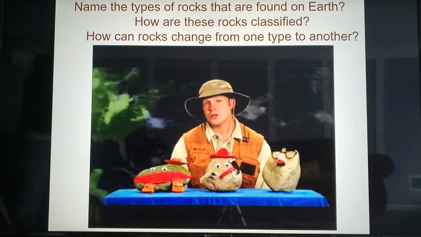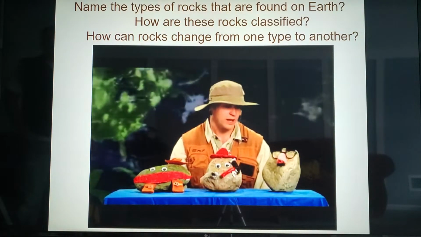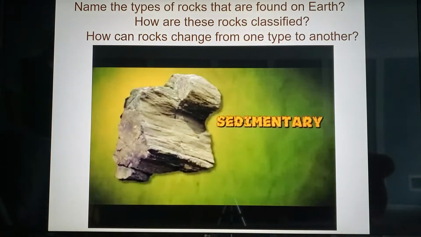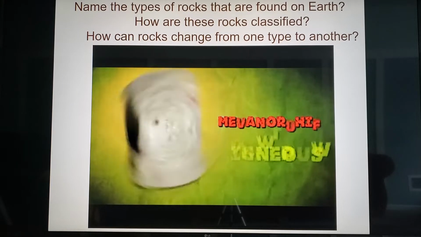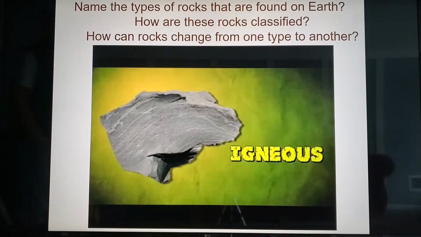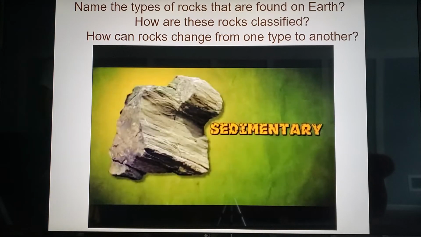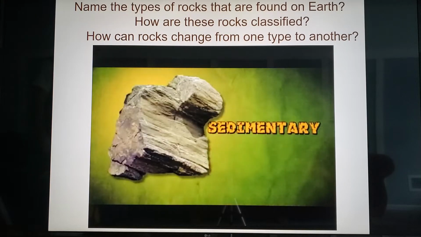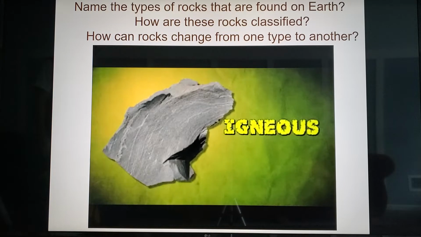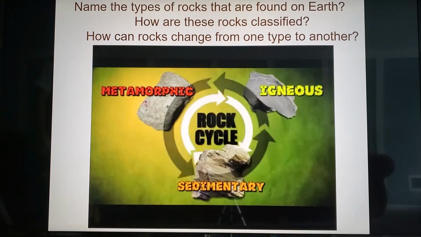As conditions on Earth change, rocks may change from one type to another. Sedimentary rocks can change into metamorphic rocks, or, if they melt, into igneous rocks. Igneous rocks can change into sedimentary or metamorphic rocks, and metamorphic rocks can change into sedimentary or igneous rocks. Scientists call these changes the rock cycle.